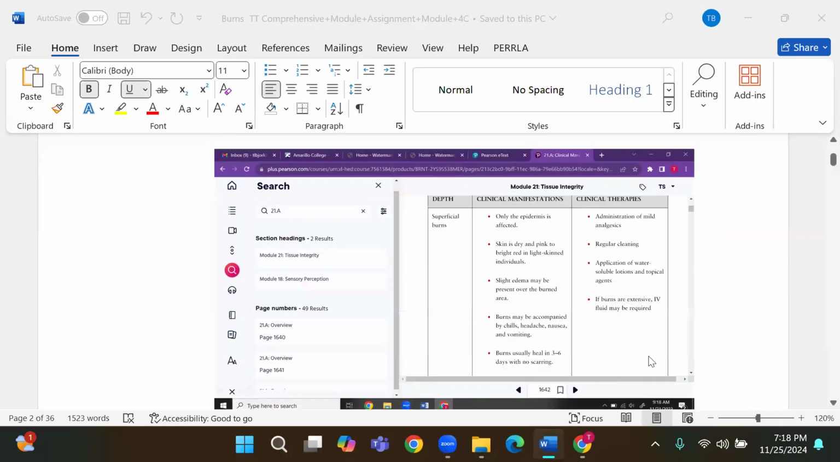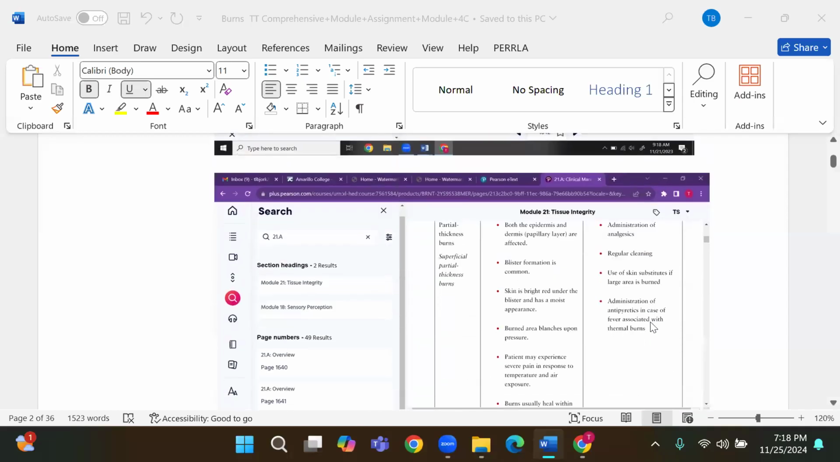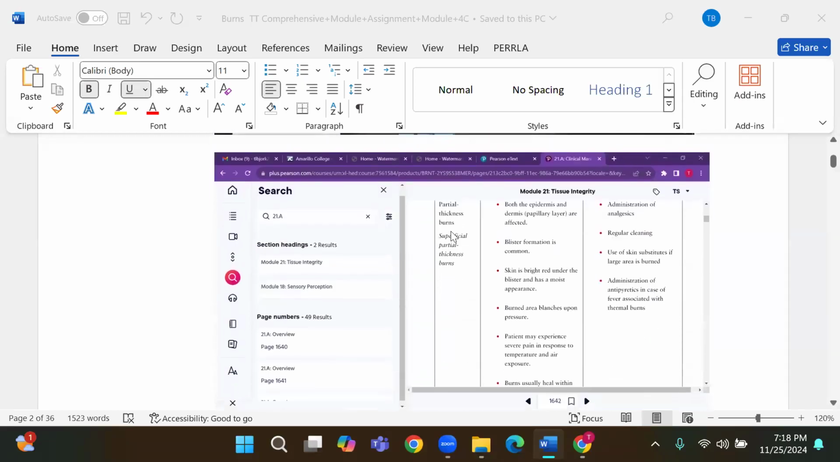If you look in your Pearson book, which I would recommend to do this, and maybe what I'm looking for is in here. I want you to see a superficial burn is only the epidermis, right? And it says it in the ATI, pink to bright red, and it said might have slight edema, heals in this amount of time. Maybe needs a mild analgesic like a Tylenol or something. I would say this would be a sunburn, okay? And then, did it say IV? IV fluid may be required. It's a possibility.